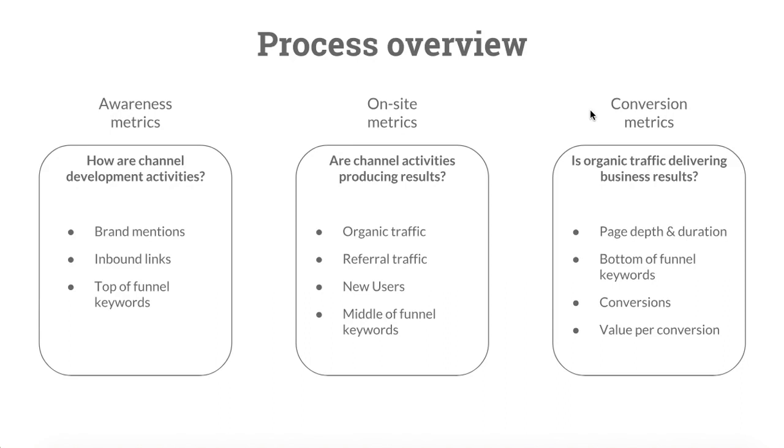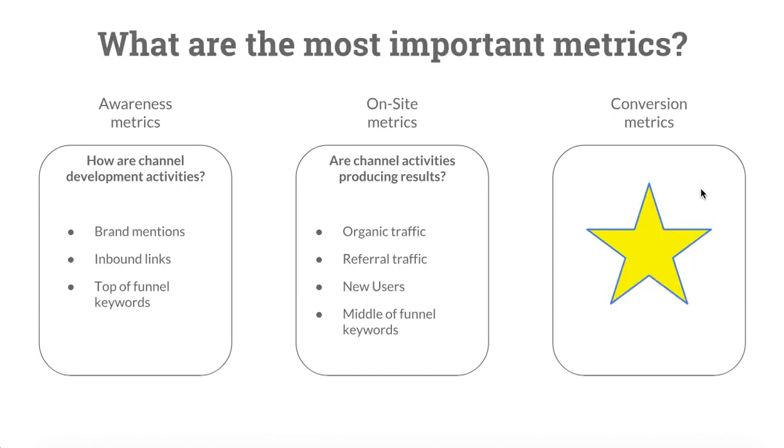The second category we'll be looking at is on-site activity. So we're going to be reporting on metrics such as organic traffic, referral traffic, new users, and middle of the funnel keywords. And then last, we'll be looking at conversion metrics. Is the organic traffic actually delivering results? So we'll be looking at page depth and duration, bottom of the funnel keywords, conversions, and then of course the value per conversion.